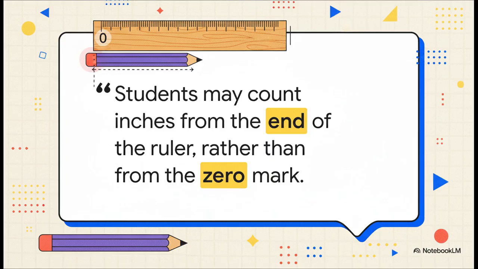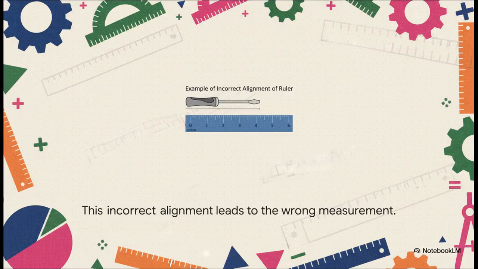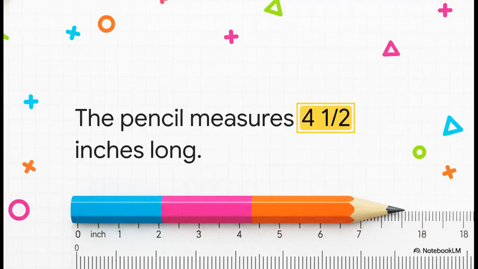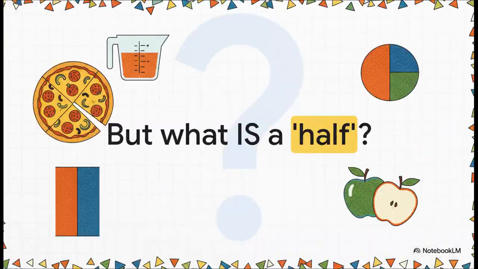It's rule number 1. Yeah, if you start at the very edge instead of at 0, your measurement is going to be totally off. So when we line it up right, we see this pencil is exactly 4.5 inches long. But that brings up a great question. What exactly is a half?